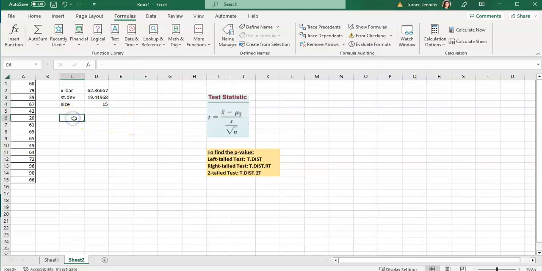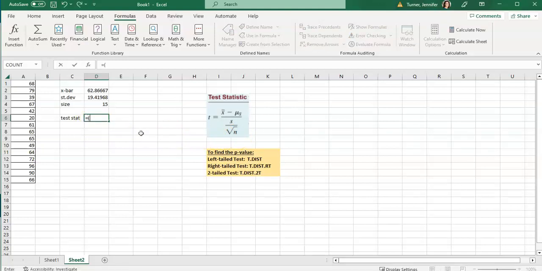Now that we have all of those, we're ready to find our test statistic. So we're going to do that by building a formula that looks like this, where we take the sample mean, subtract the mean in the claim, divide by the standard deviation over the square root of the sample size. So any formula we do in Excel, we start with an equal sign.